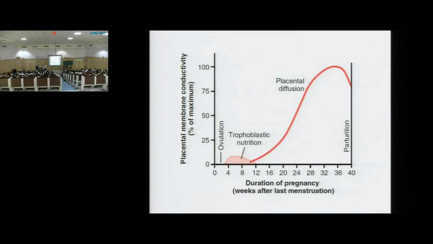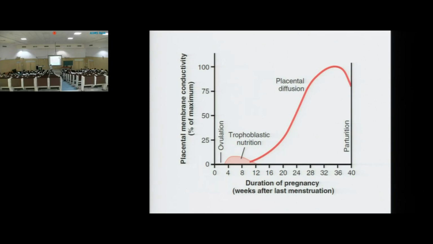Now, when we are talking about nutrition, how is nutrition provided to this growing fetus? You can see, the initial part is trophoblastic nutrition, the nutrition which is provided by the deciduous regions. And later on, diffusion happens through the placenta. Till the time of implantation, no placenta has developed yet; it has not started. It has just gone, attached to that endometrial wall and penetrated.